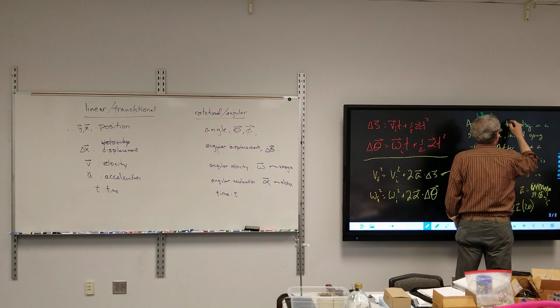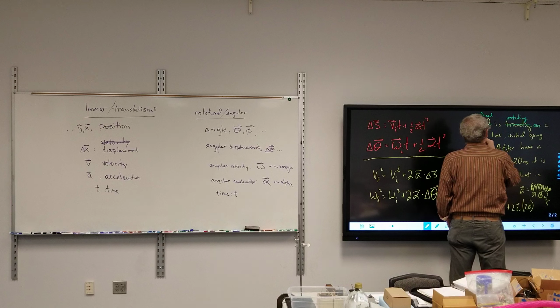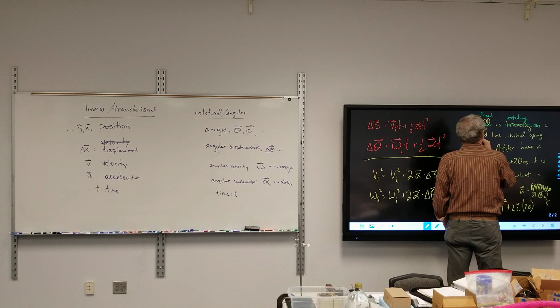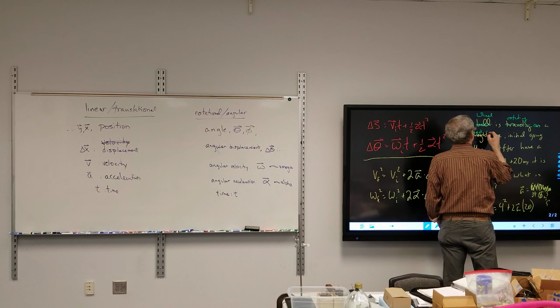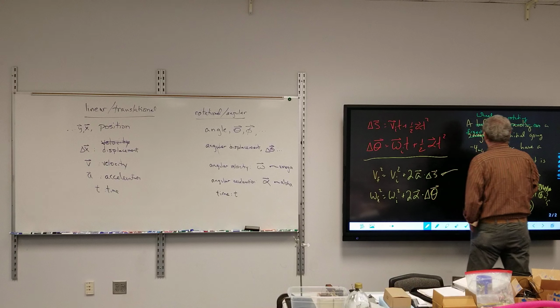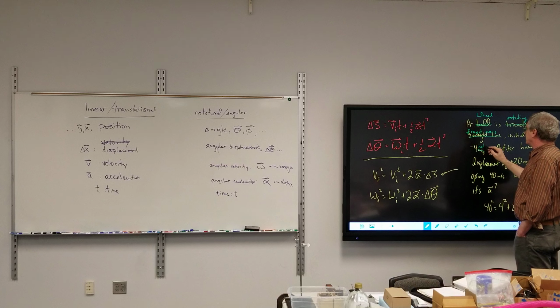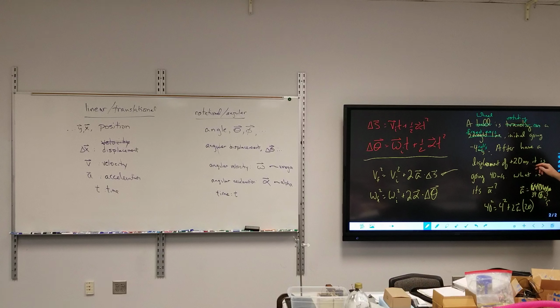A wheel is rotating on a fixed axis. Initially going -4 radians per second. After having an angular displacement of 20 radians, it is going 4 radians per second. What is its angular acceleration? 39.6 radians per second squared.